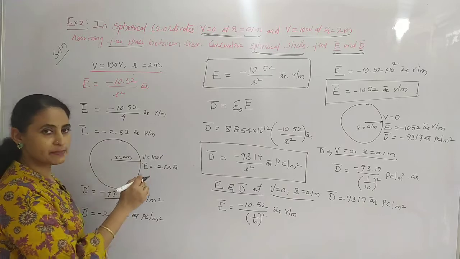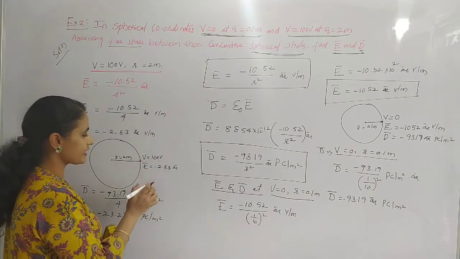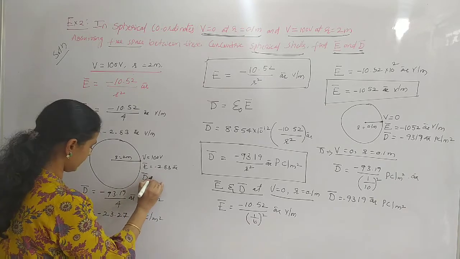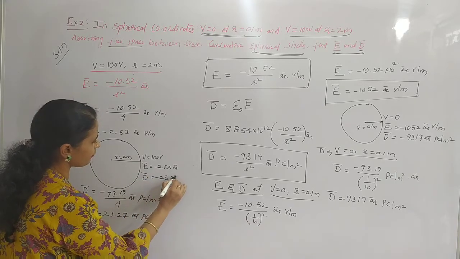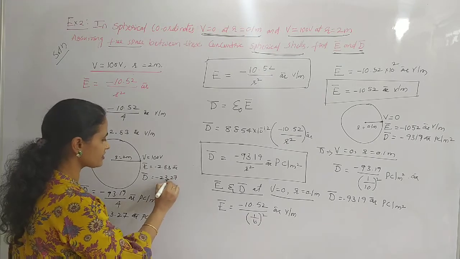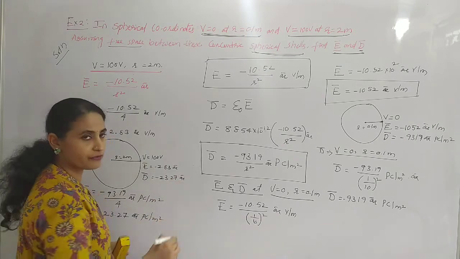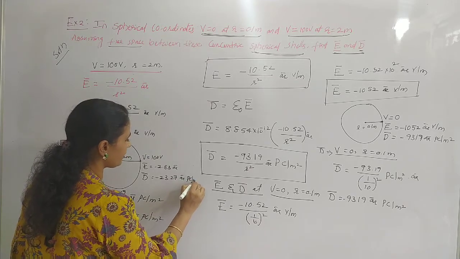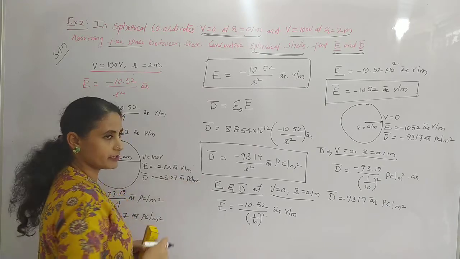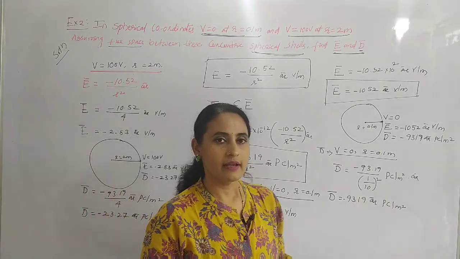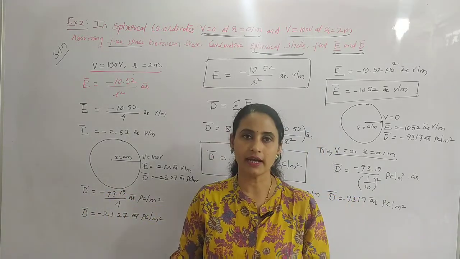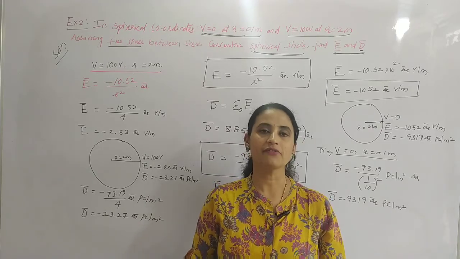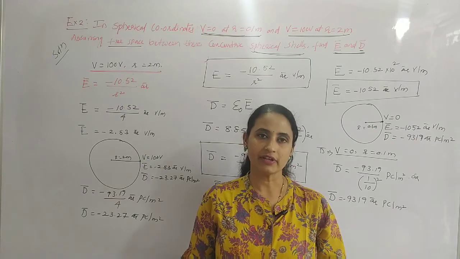Meaning, on the second spherical shell where the voltage is 100 volts, the electric field is 2.83 volt per meter and the flux density is minus 23.27 along the direction of the radius, in picocoulomb per meter square. In this way we can obtain the electric field and electric flux density on both the spheres which are placed in free space. With this we can conclude.